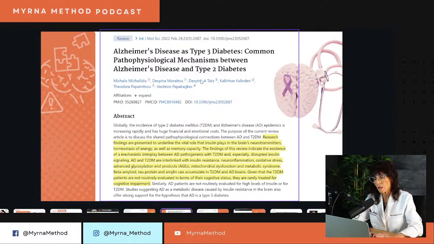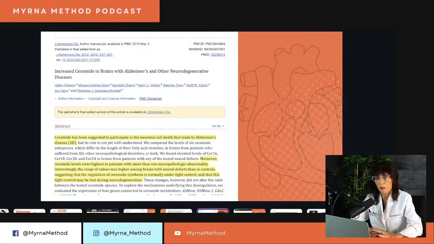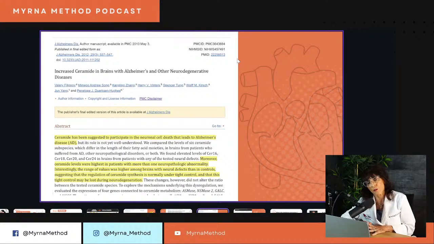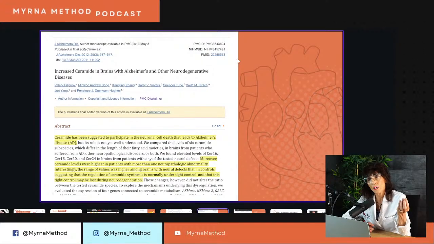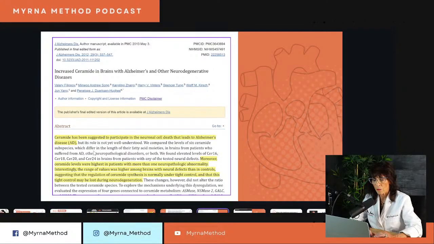But this talks about type 3 diabetes being the same type of pathology as type 2, because I showed you the biochemistry on it. And in this study, it talks about an increase in ceramides in brains with Alzheimer's and other neurodegenerative diseases, because ceramides differentiate up in the brain cells and they literally cause proteins in the brain that can cause this type of scarring, where you can get dementia and Alzheimer's. And in this study right there, it reads, ceramides have been suggested to participate in the neuronal cell death that leads to Alzheimer's disease. And yes, there's many studies that are showing this.